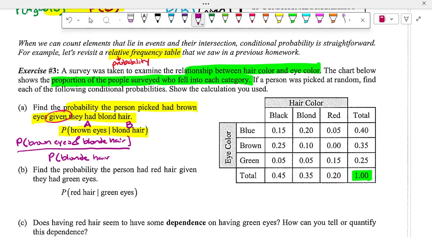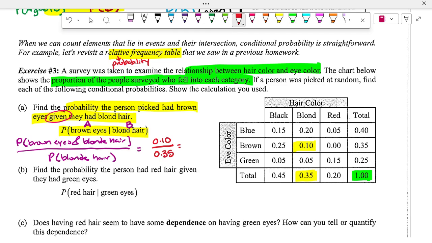So yeah, wait, and then the 0.10 over, not 0.35. Oh, no, yeah, it is. So, yeah, we would look at 0.10. I was looking at this 0.35, not this one. So, the probability that they both have brown eyes and blonde hair is 0.10. So, I have 0.10 over the probability that they have blonde hair. We look at the total of the blonde hair, which is 0.35.